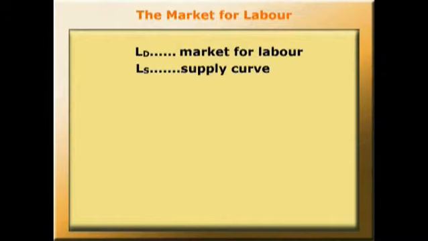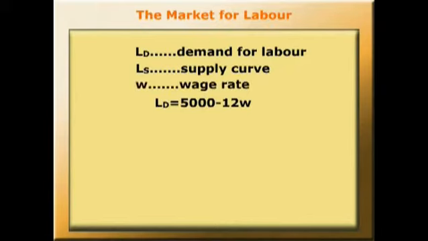So if we know the demand and the supply curve for labour, then we can calculate the equilibrium wage rate for any particular kind of labour. Now the demand curve for labour will take this kind of form: LD equals 5,000 minus 12W, where LD is the demand for labour and W is the wage rate, say in pounds per week. The supply of a particular kind of labour could be shown as something like LS equals 2,000 plus 3W.